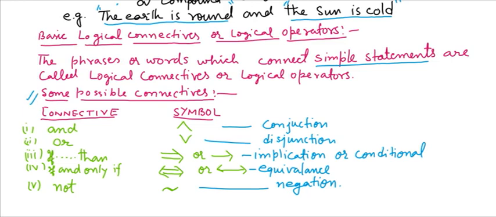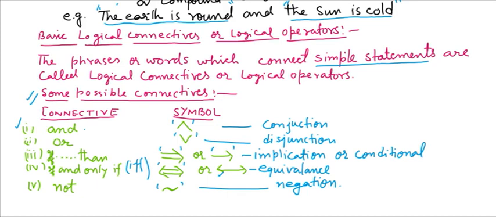Here are some possible connectives and they are simple. First one, for and, you may write like this or like this. For if then, this symbol may be used, or you may use this. For if and only if, you may write like this also. If and only if, there is a symbol for this, or for not, this type of symbol may be used.